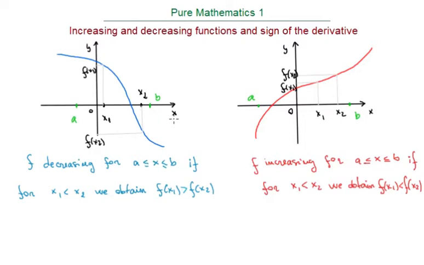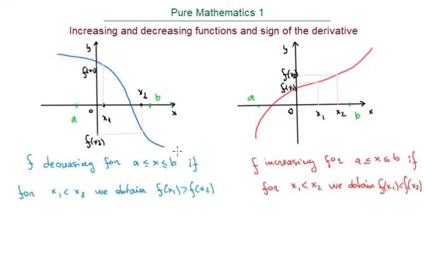We will rely on what we've learned in the previous lesson, where we've discussed increasing and decreasing functions, and we've come up with two definitions for them. We have on the left a decreasing function and on the right an increasing function. The blue one and the red one.